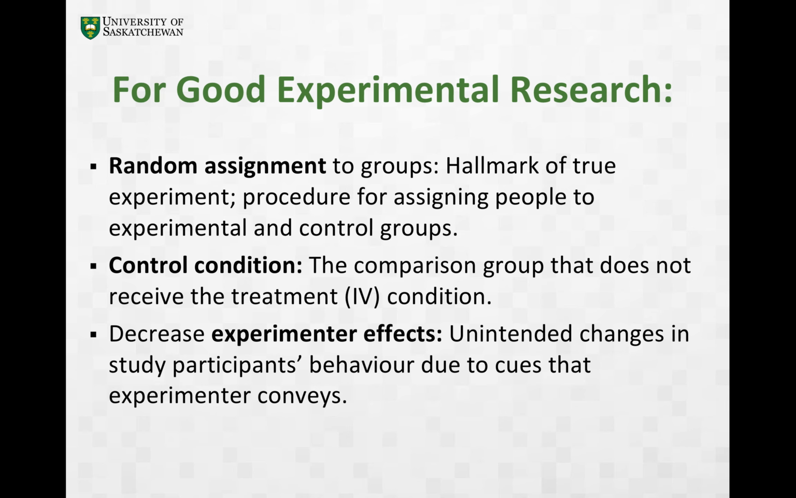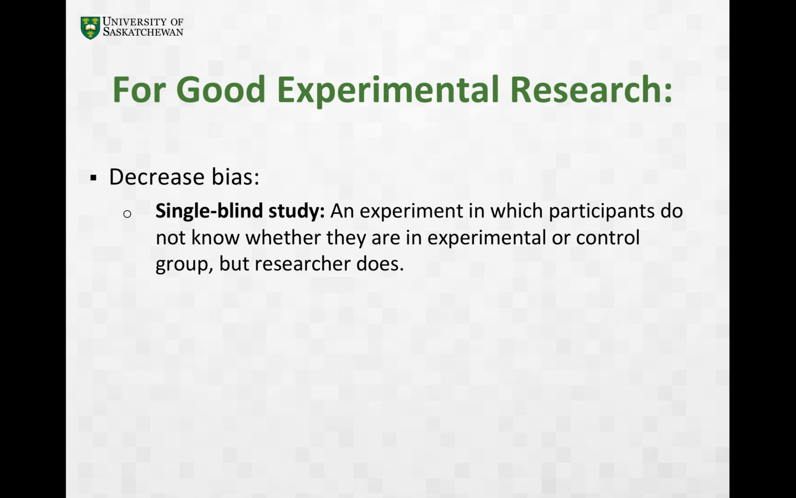The other thing that we want to make sure we do as much as possible is to decrease experimenter effects. Experimenter effects are another type of bias, and that is when unintended changes happen in participants' behavior due to cues that the experimenter conveys. There are different ways that we deal with these experimenter effects, but one of the ways is in how we set up the study.